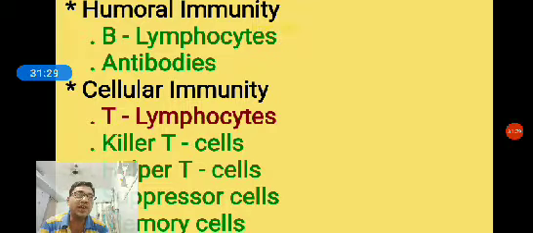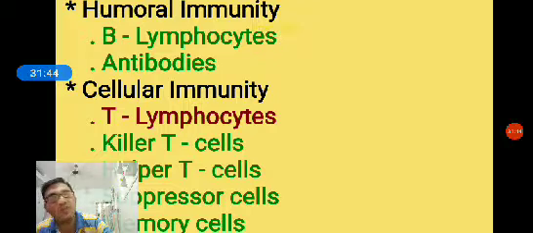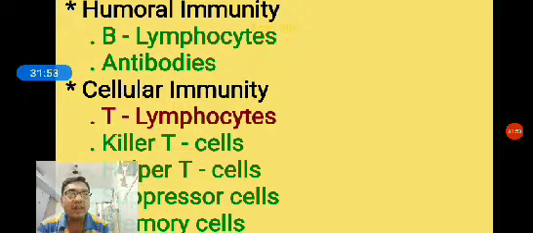The B lymphocytes have a short lifespan. The T lymphocytes have a long lifespan. Then the B lymphocytes do not migrate to the site of infection. The T lymphocytes migrate to the site of infection. Okay, this is about the acquired immunity. Then there are some other characteristics.